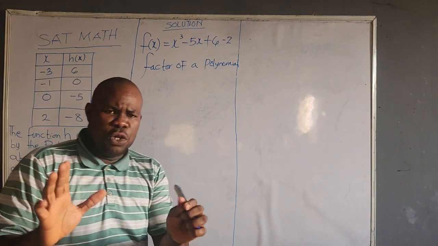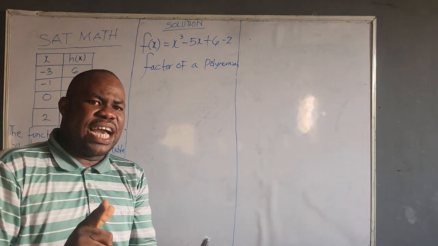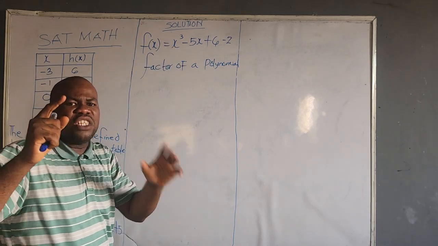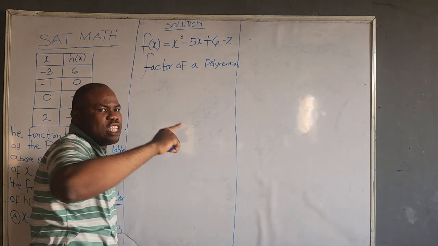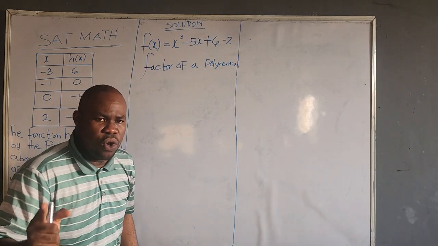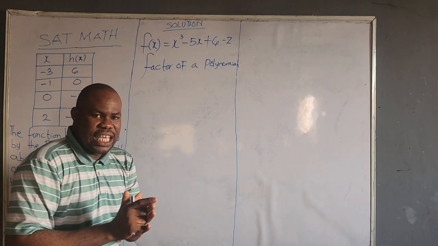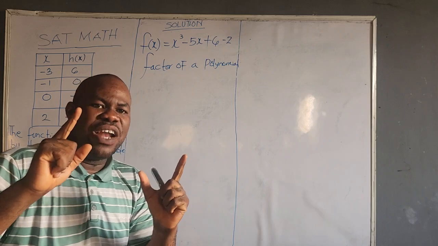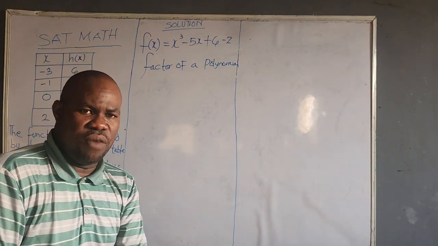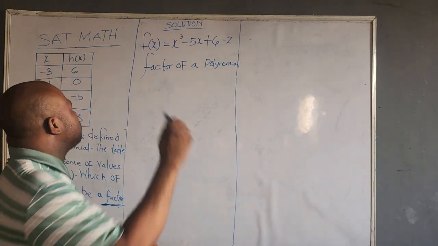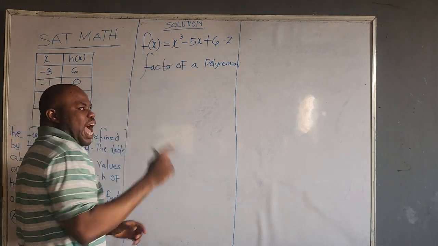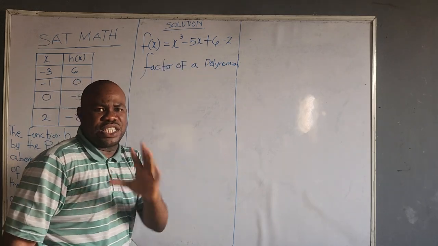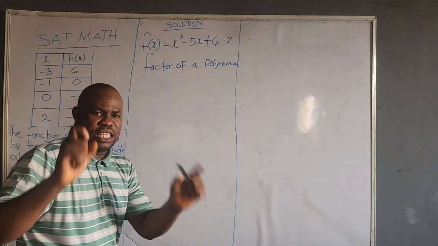Now, the factor of a polynomial is any value of x that is substituted into the polynomial, and if after you substitute that value into the polynomial, it turns the whole polynomial equation to 0, then that value of x is the factor of the polynomial. Very simple. The factor of the polynomial is any value of x, any value of the domain, that is substituted into the polynomial, and after you substitute that value of x into the polynomial, the whole polynomial equation reduces to 0. That value of x is the factor of the polynomial.